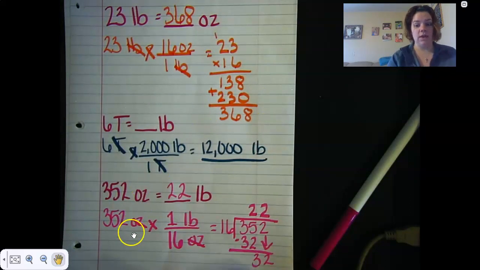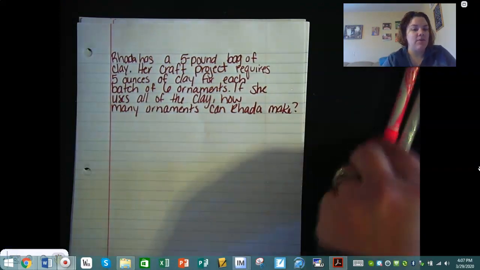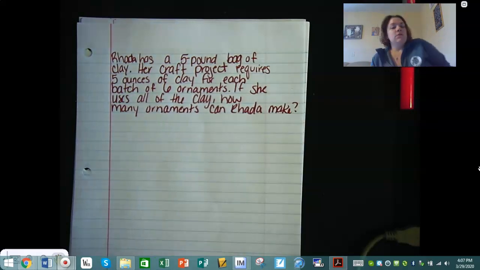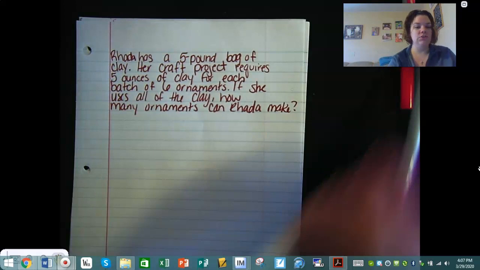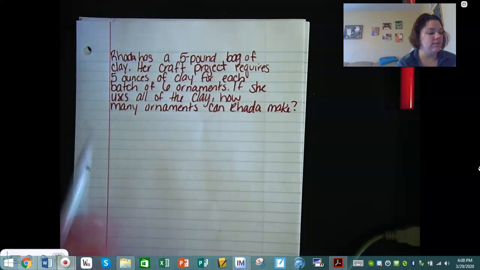So we're going to do a word problem. Okay, our word problem is Radha has a 5-pound bag of clay. Her craft project requires 5 ounces of clay for each batch of 6 ornaments. If she uses all of the clay, how many ornaments can Radha make? Okay, this is definitely a multiple step problem. Okay, so first of all, I want you to find out how many ounces is in 5 pounds.